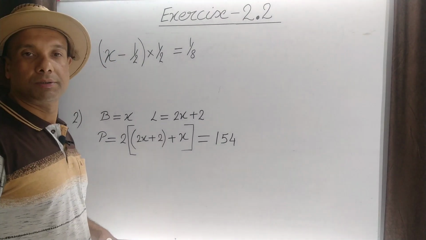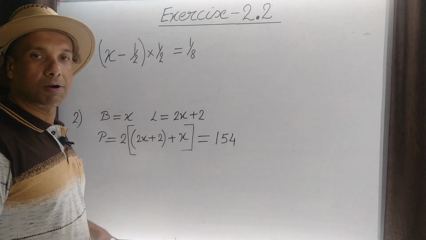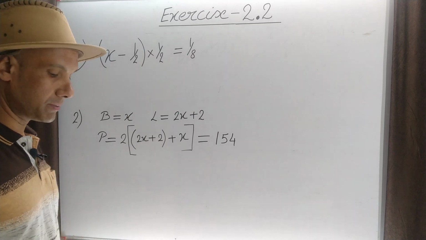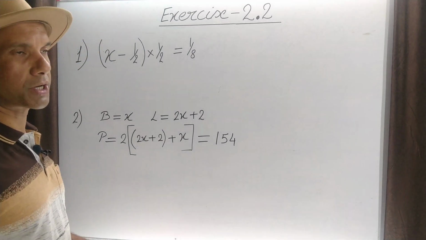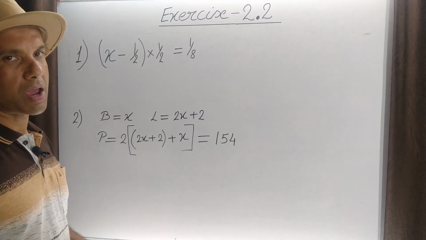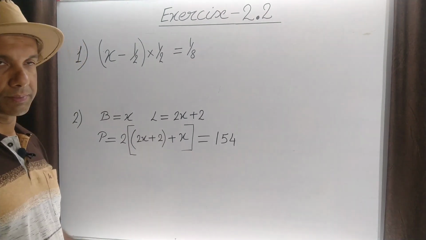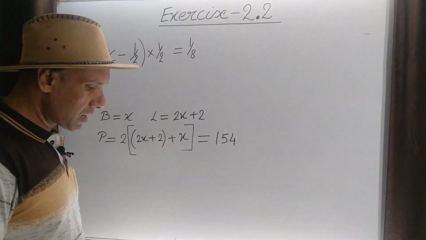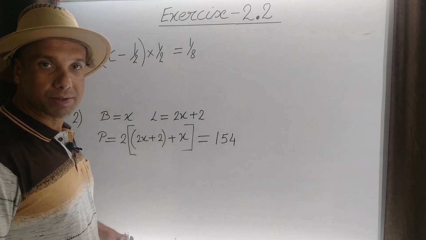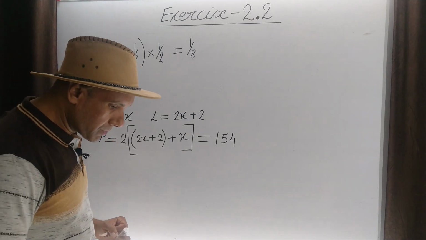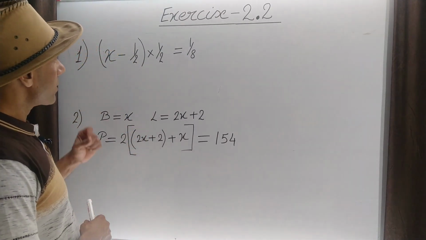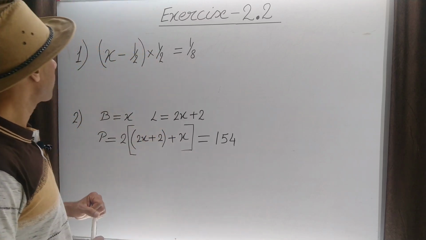Today we are going to start with exercise 2.2 of class 8 mathematics, that is linear equation in one variable. This exercise is statement based and we have to interpret the sentences, form an equation and find the value of the variable. So the first question is, if you subtract 1 by 2 from a number and multiply the result by 1 by 2, you get 1 by 8. So we have to find the number.